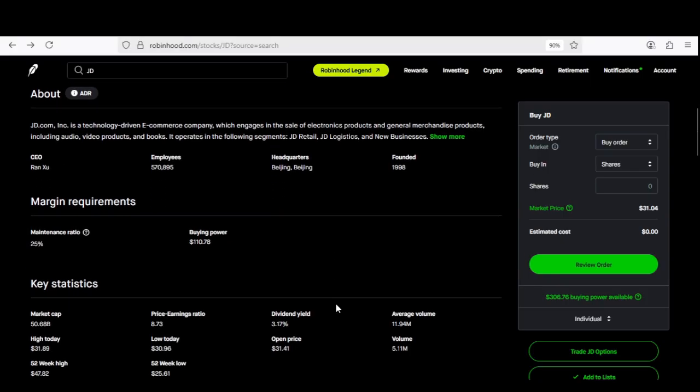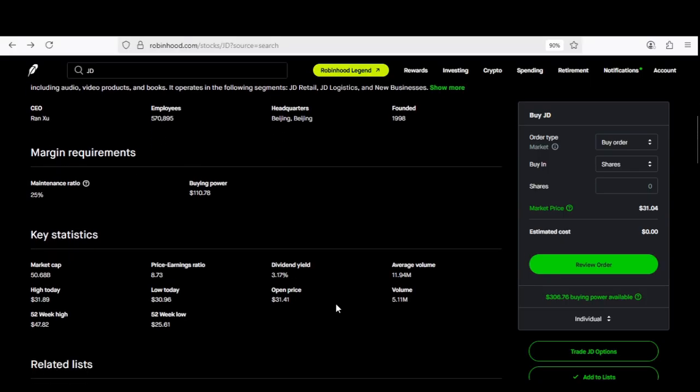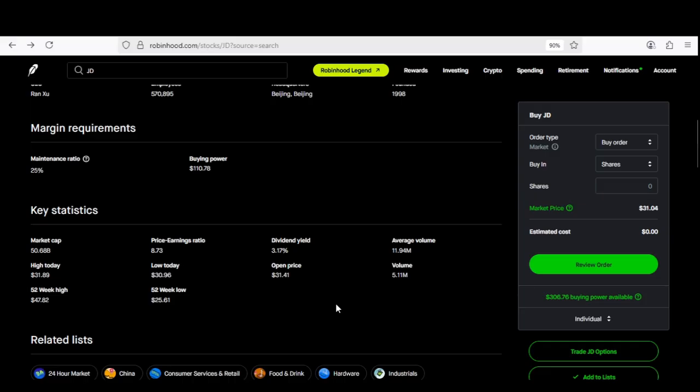Now let's go ahead and scroll down some more in order to get some additional information. The 52-week low for this stock is $25.60, whereas the 52-week high is around $47.82. At the current price of $31, it's way closer to the 52-week low than it is to the 52-week high. So that gives me some added value, and it gives me some great opportunity.